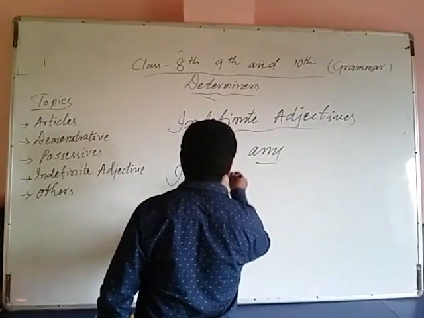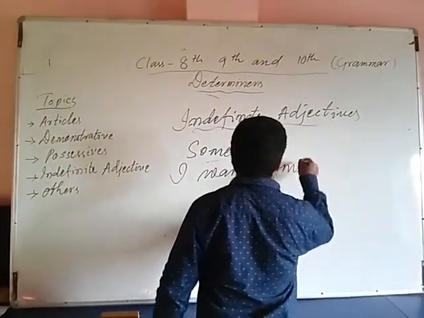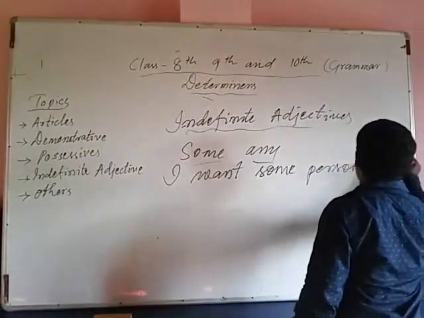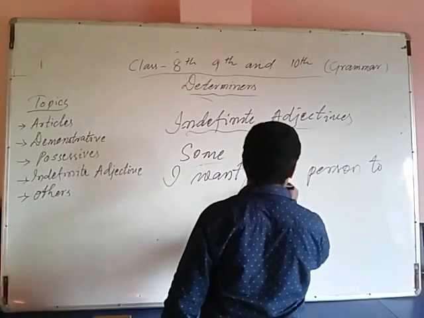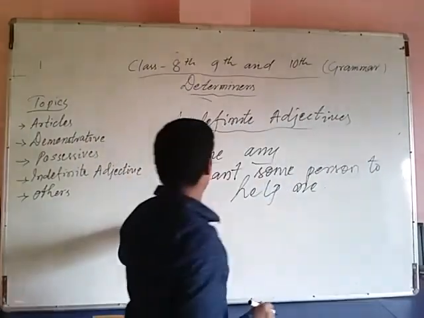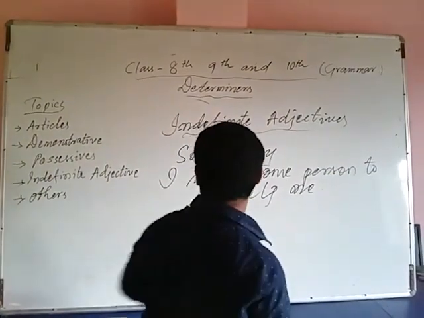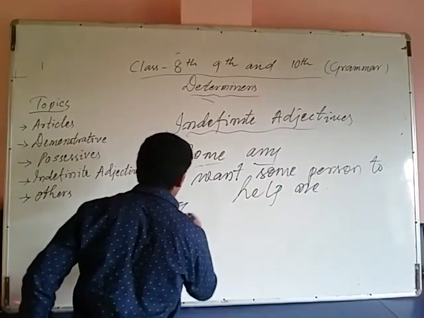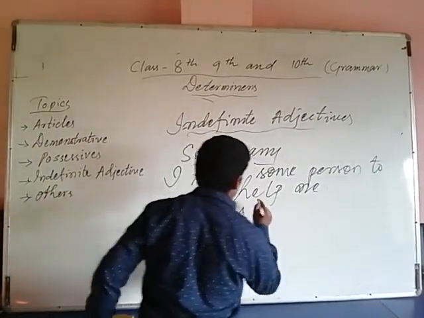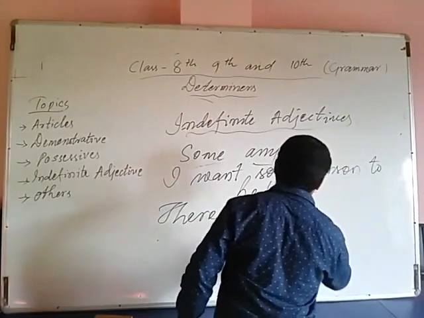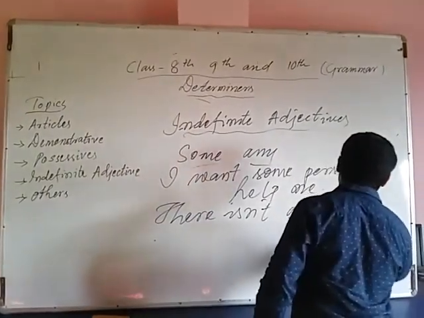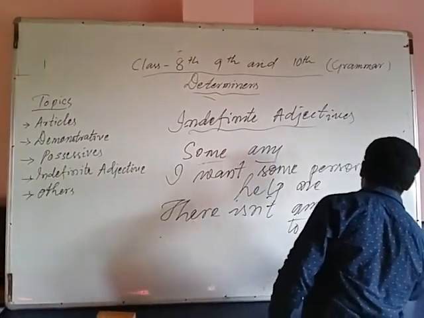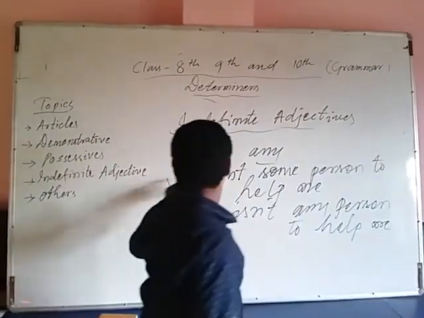I want some person to help me. So there is a sentence: I want some person to help me. Yes, there isn't any person to help me. So let's see.